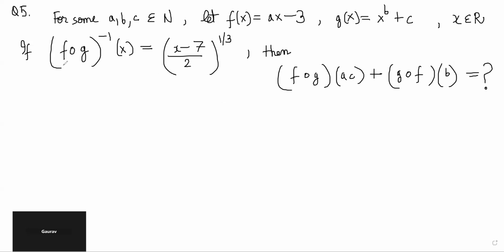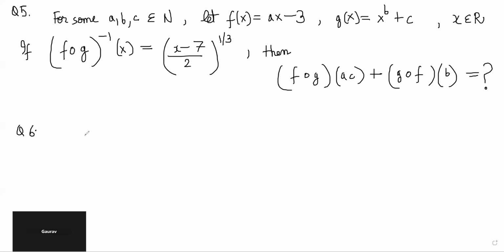Do you know the meaning of the symbols? Yes, sir. fog means f of g of x, and inverse means you are taking the inverse of that. And here we are saying f of g of c plus g of f of b, right? Yes. a, b, c are some natural numbers. You have to find those, then only you can answer this. So that is question 5.